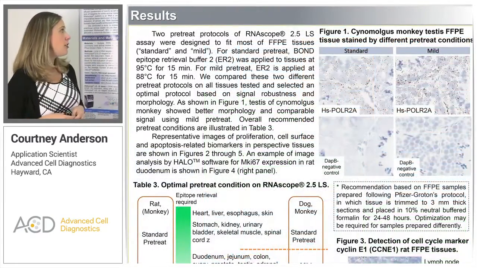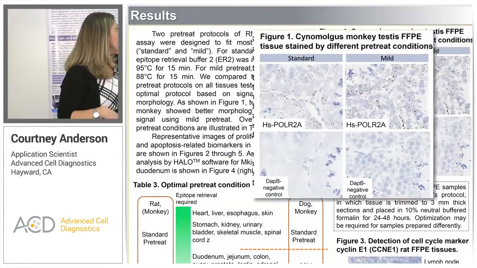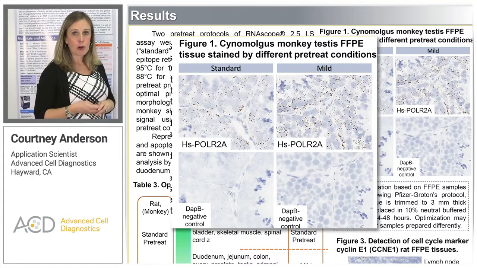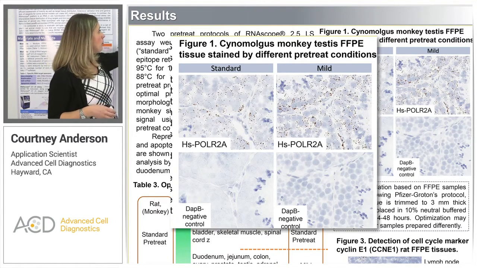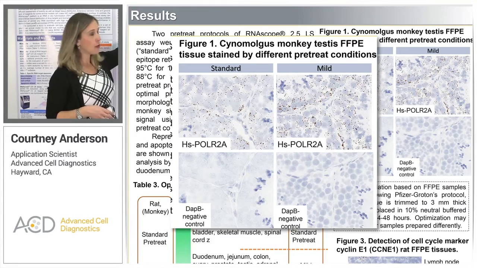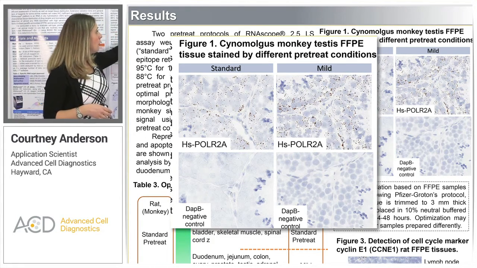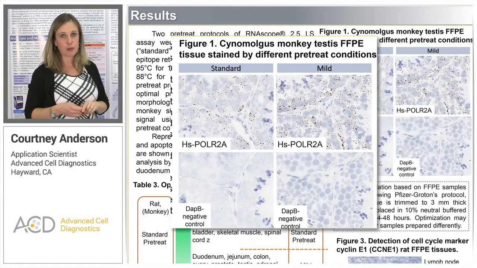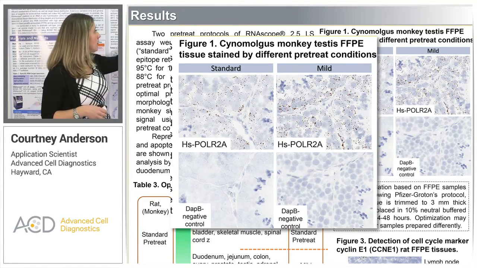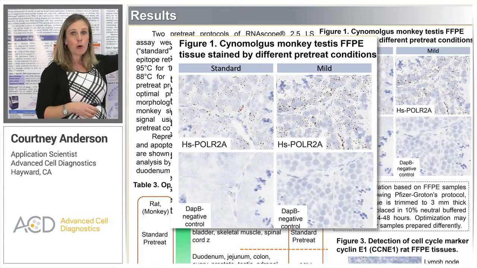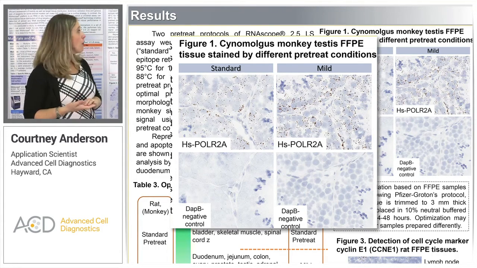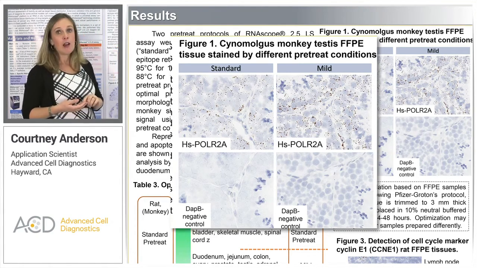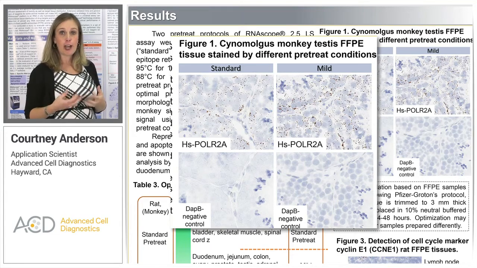And I'd like to focus your attention now on figure 1. Here, where we show monkey testes tissue that was fixed according to our protocols I mentioned earlier. And we show the conditions using standard pretreatment as well as mild pretreatment, using our Polar 2A positive control probe and also our DAP-B negative control probe. And what you can see here is that while we have robust staining for Polar 2A with both of the conditions, the mild pretreatment condition is actually much better for the monkey testes. We still retain nice morphology and have robust signal.